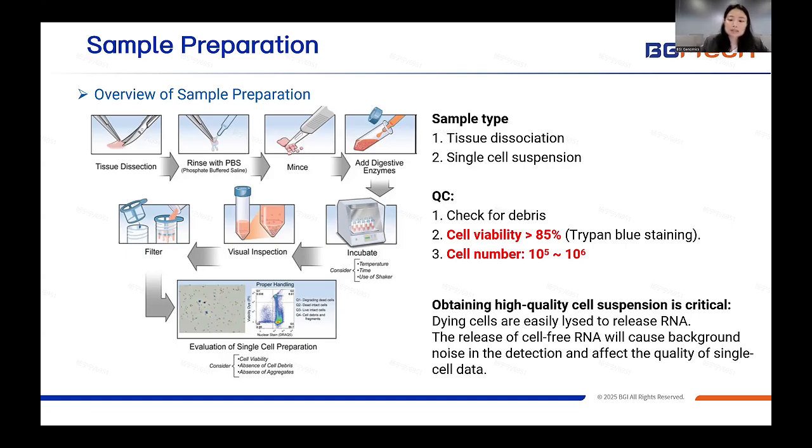Obtaining high quality cell suspension is very critical because dying cells are easily lysed to release RNA. The release of cell-free RNA will cause background noise in the detection and affect the quality of single cell data.